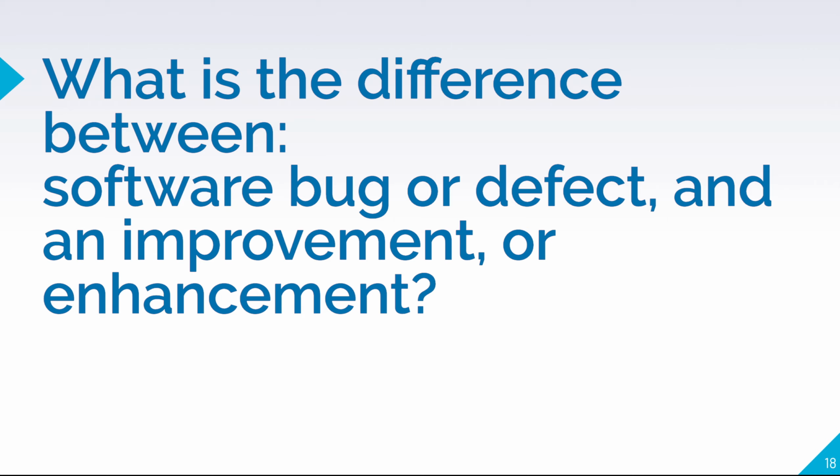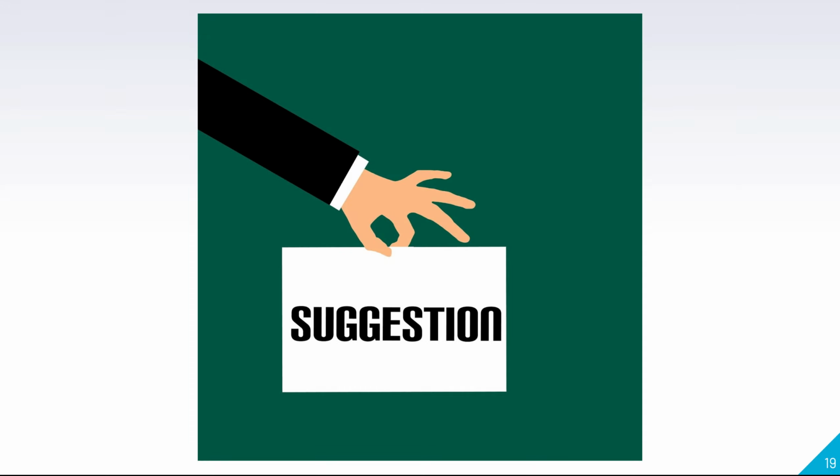Okay, so what's the difference between a software bug or defect and an improvement or enhancement? Enhancement, it's adding an enhancement or improvement. It's the same. It's when you add new functionality or change existing functionality in a way that makes the application more efficient, faster, more usable, and more useful. So it makes the application better.